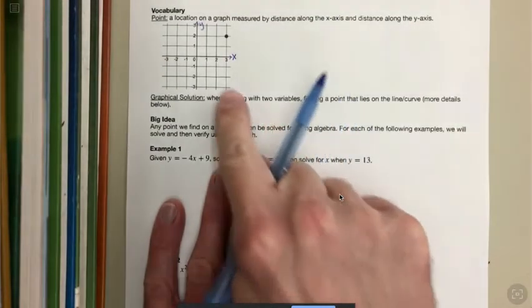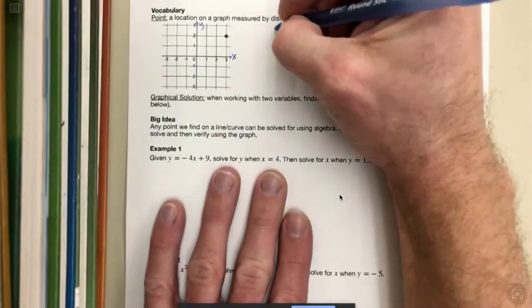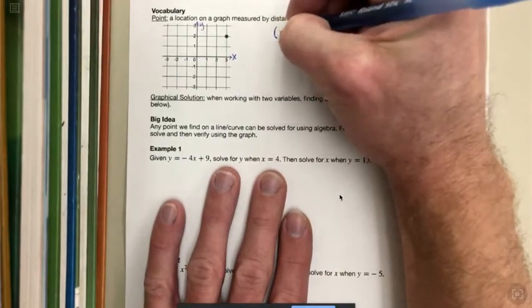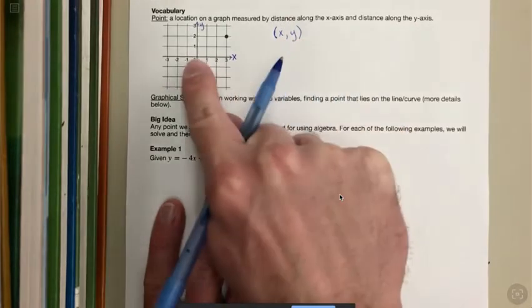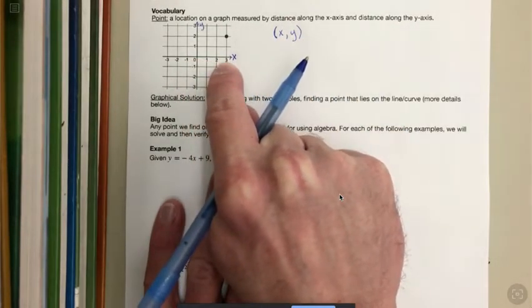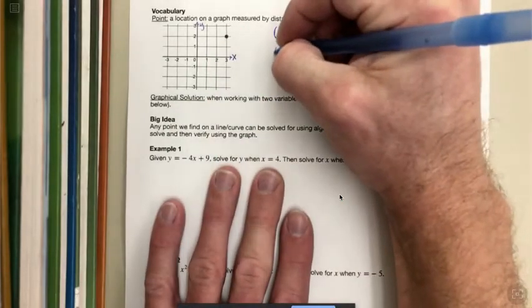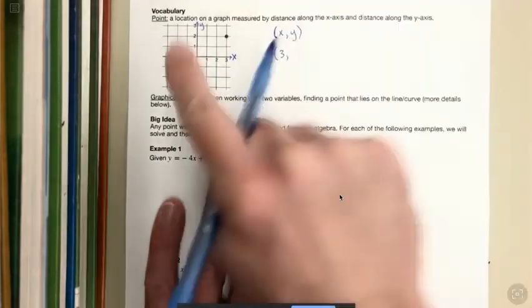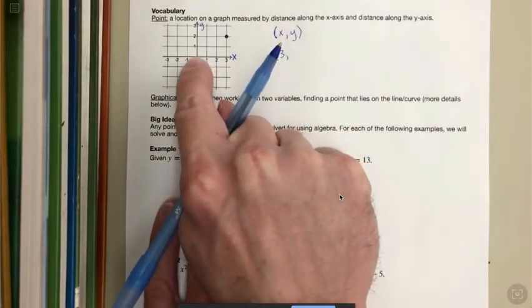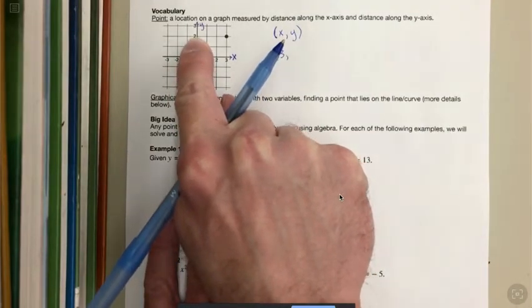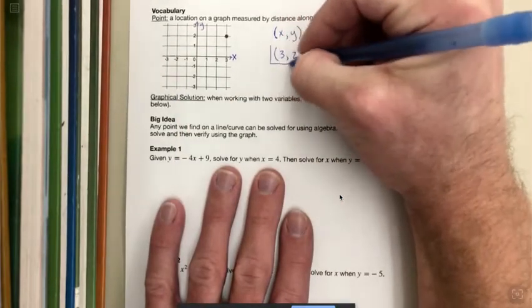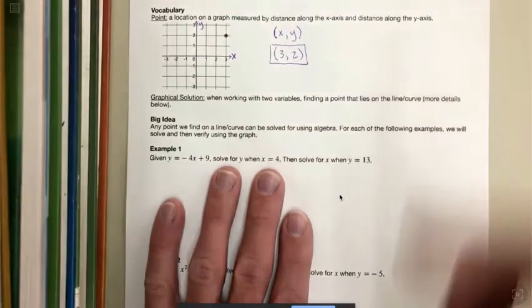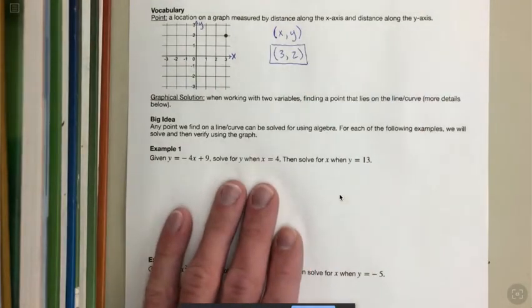So if I take a look at this point, I want to say, where is it along the x and where is it along the y? If I go along my x-axis, it's out at 3, so my point is at 3. Now, same thing, where is it along the y? It looks like it's on that 2. So my point here would be (3, 2). All right, so that's the big idea.